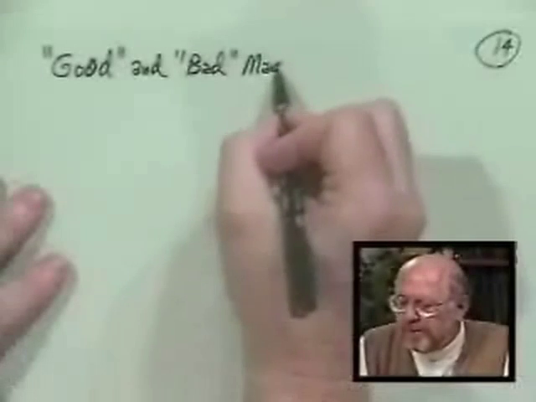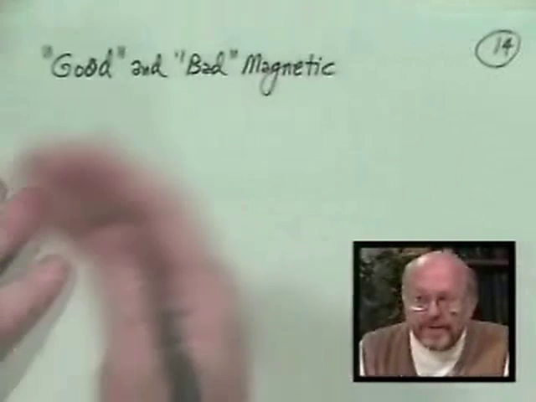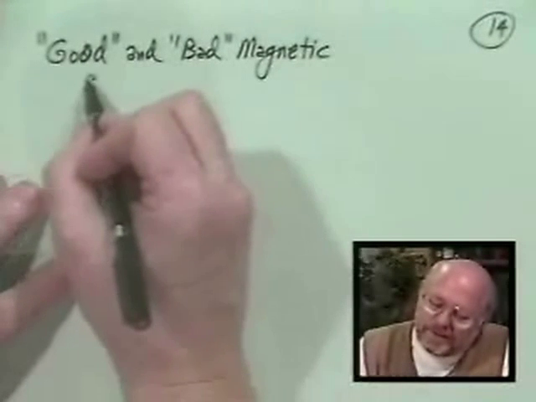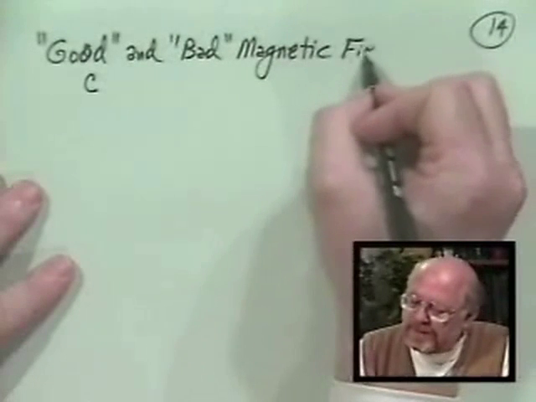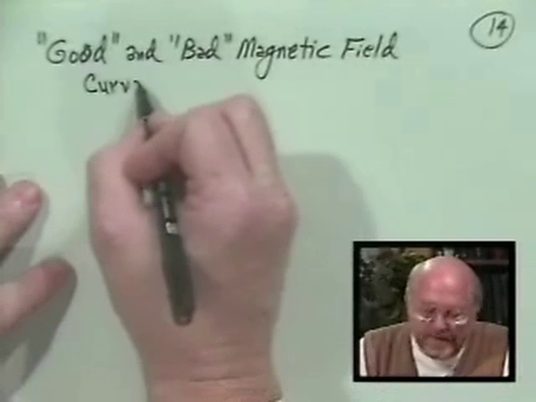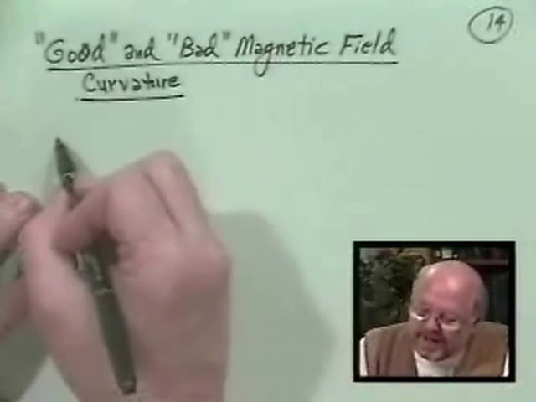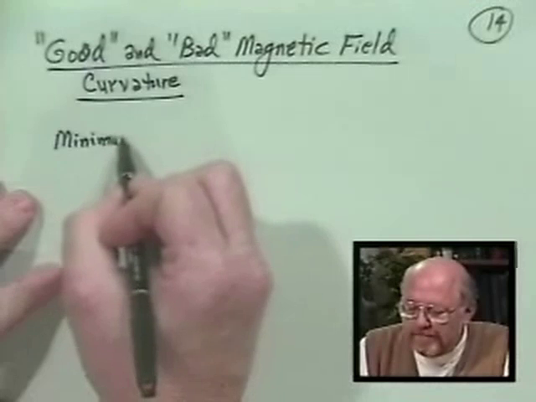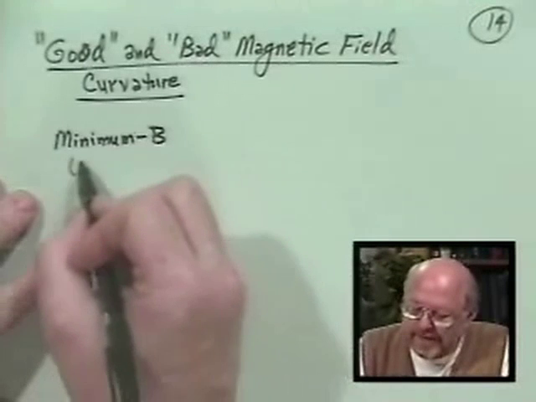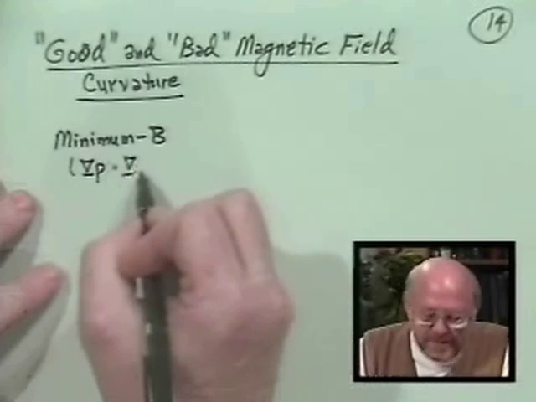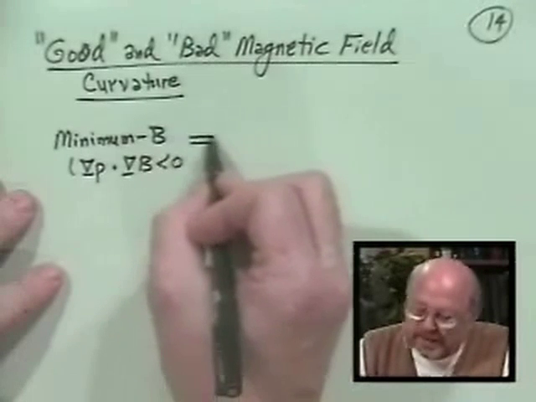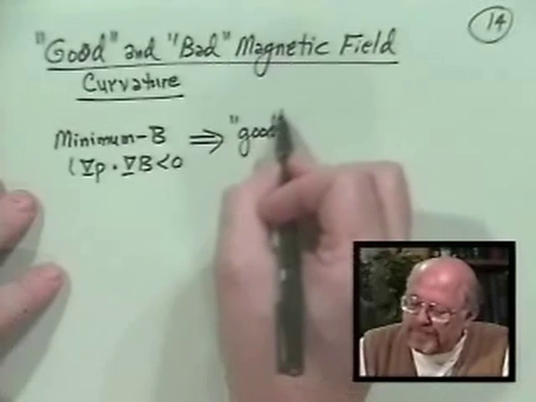So let's call this what's called good and bad magnetic field curvature. Good and bad relative to the stimulation of these interchange-like instabilities. So good and bad magnetic field curvature. So if we have minimum B, that would be, you remember, grad P dot grad B less than zero. That would lead to good curvature.